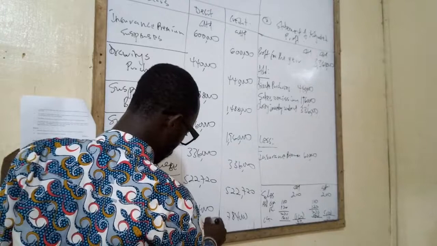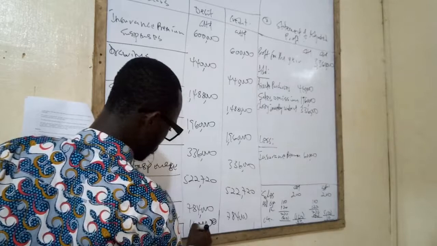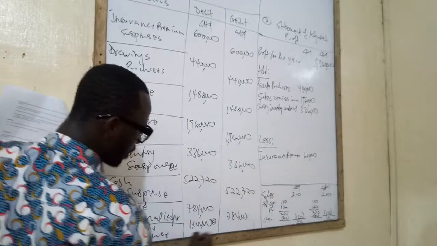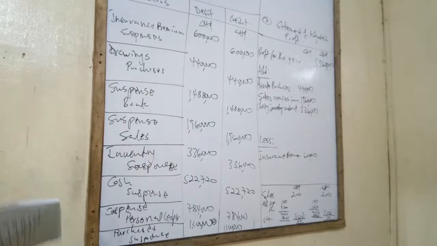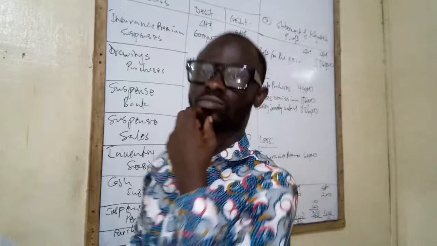$1,100,000. Like this. Then we credit suspense. Will this have any effect on our profit? What will it affect? It means our purchases figure was undercast.